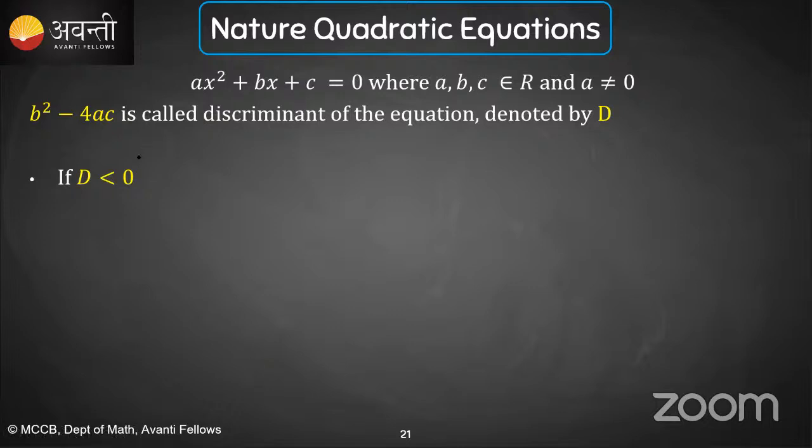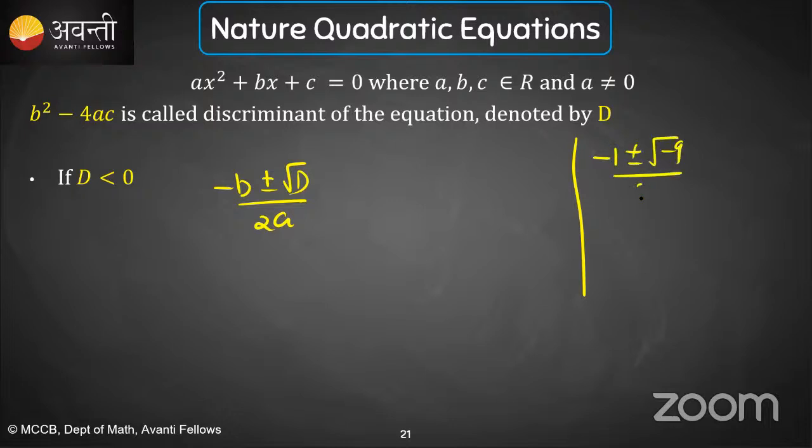Right. Now see, if D is less than 0, right? So let's say, what are the roots? Roots are minus b plus minus root D by 2a. That is what the roots are, right? Let's say your D is negative. Then roots will be, let's say, minus 1 plus minus root minus 9 by 2. Let's say this is the situation.